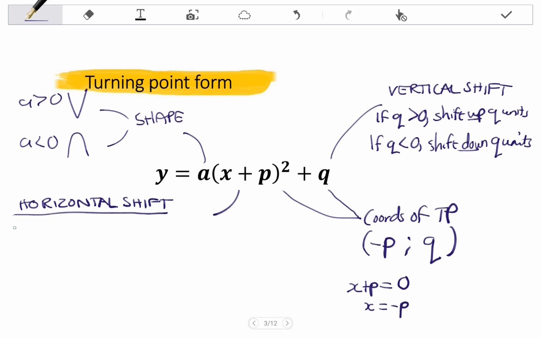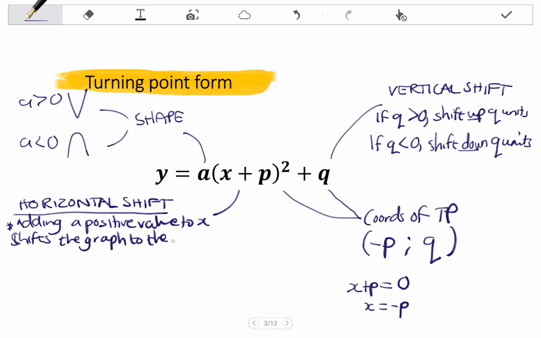So the way the horizontal shift works is that if I am adding a positive value to x, the graph shifts to the left. Okay, so adding a positive value to x shifts the graph to the left. Okay, now the reason I paused earlier is this is counterintuitive.